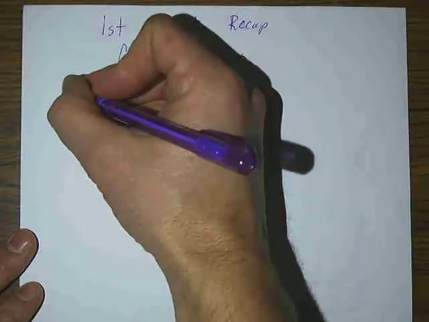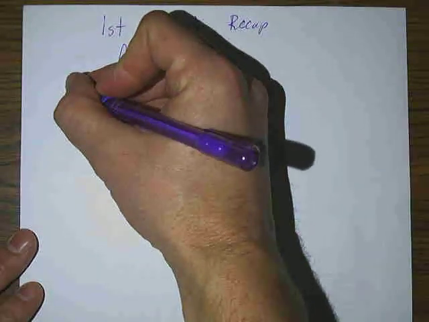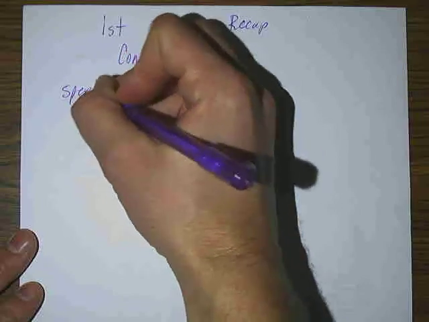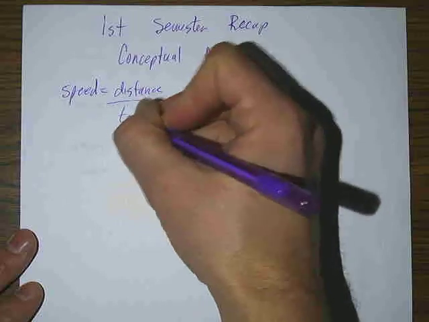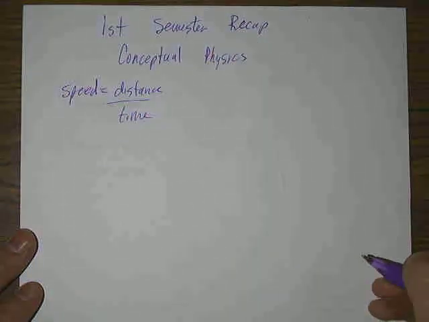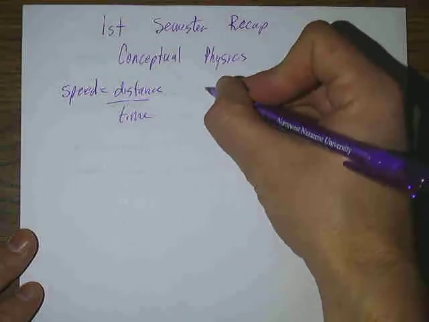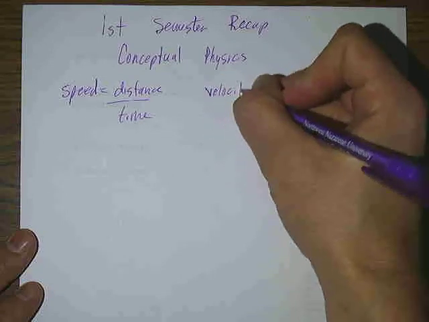Alright, we started the year really by talking about what is speed. And we said speed is distance divided by time. We used the Forrest Gump activity to figure that out. But we said there's a difference between speed and velocity.